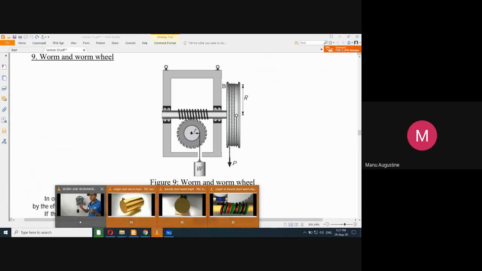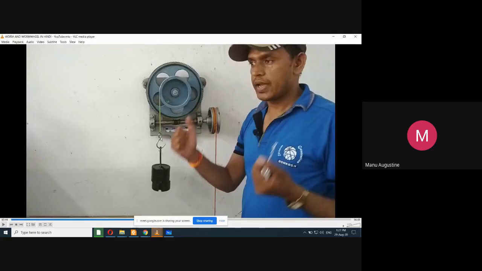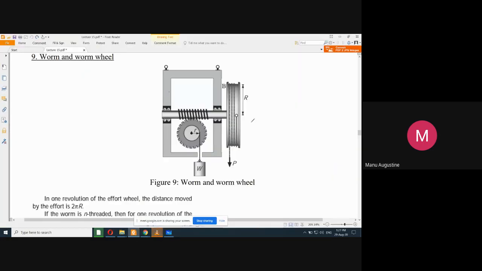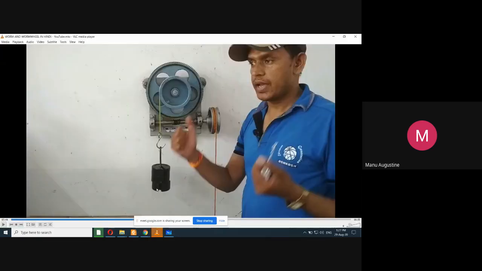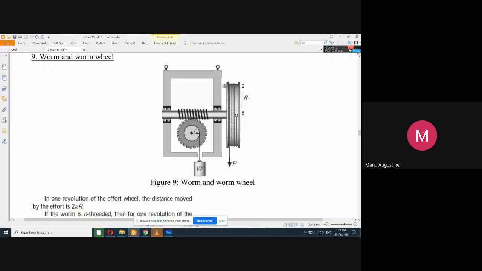I will just show you what is happening in our experiment. Now see, this particular video gives a clear depiction of what we are trying to achieve over here. So this whole figure actually represents this experimental setup. The only difference that you will observe is that the worm and the pulley mechanism are attached at the top of the gear here in the figure.